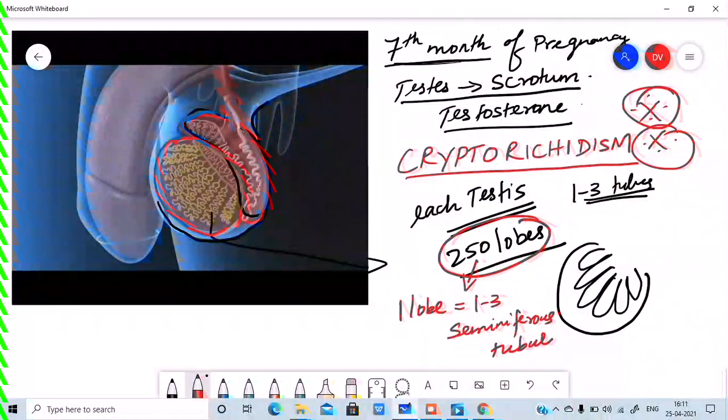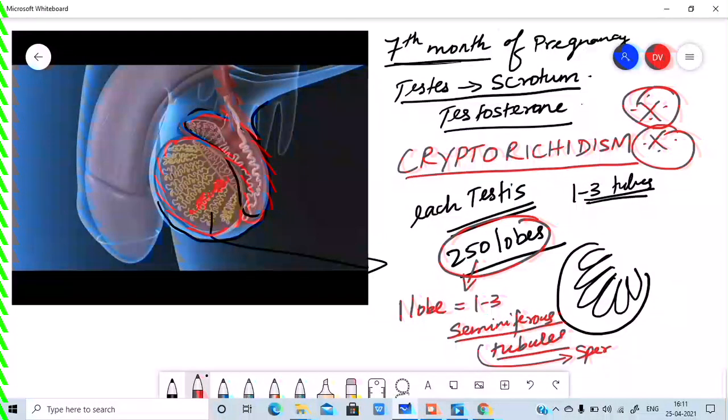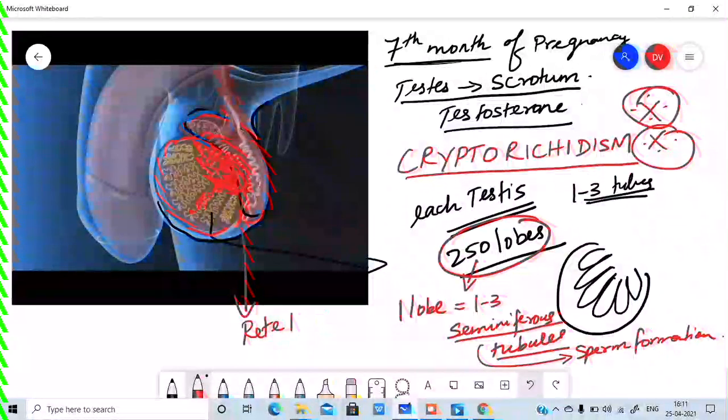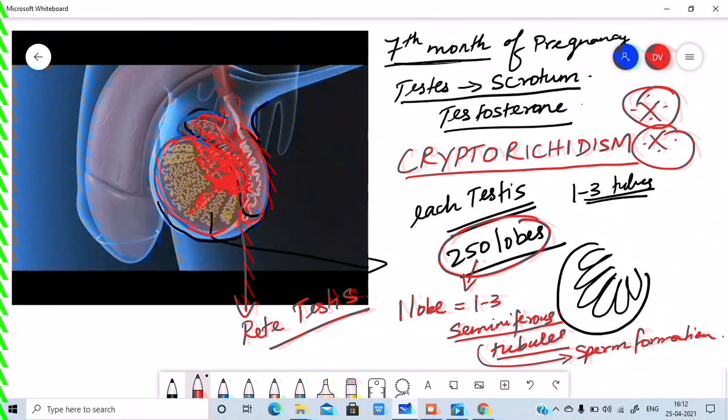Alright guys, now what are these seminiferous tubules? Can you see a coil like structure here? These are seminiferous tubules. If you ask me, ma'am, what is the significance? This is the site where sperm formation happens. You can see that all of these seminiferous tubules go and coil here, forming a network. That network is what is known as the rete testis. And if you see, the rete testis is attached to the epididymis through some tubes like this.